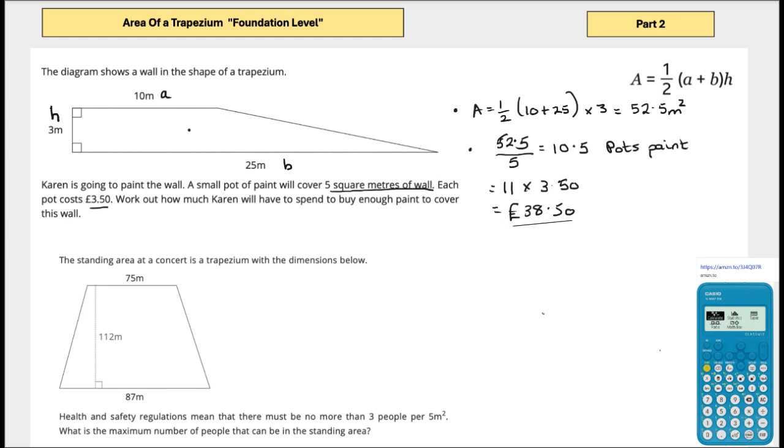Okay, so the next one, the standing area to a concert is a trapezium with the dimensions below. Just going to label it. And that's my height. Health and safety regulations mean that there must be no more than 3 people per 5 metres squared. What is the maximum number of people that can be in the standing area? So first thing I'm going to do is find out my total area.